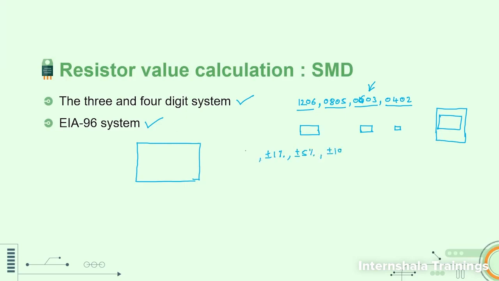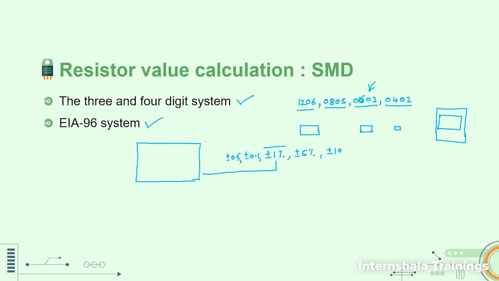Then again, plus minus 0.1% tolerance is there. Then again, plus minus 0.5% tolerance is there. Okay, and the chart that I am going to show you is actually for plus minus 1% tolerance. So generally, whenever we use the SMD resistor of 0603 package, we generally use the resistor with plus minus 1% tolerance.